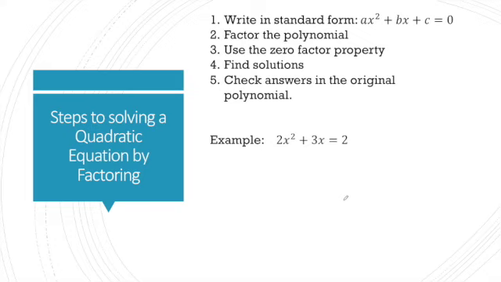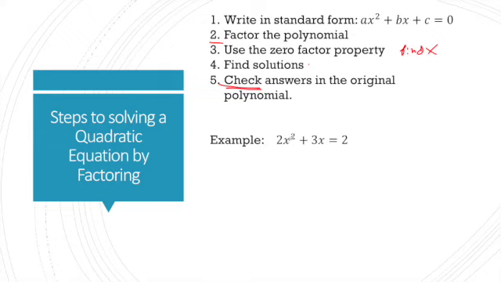So what I'm going to do in order to solve a quadratic equation by factoring is I'm going to write it in standard form. I'm going to factor it. I'm going to use the zero factor property to find x, which is the same as finding my solutions. And then I need to check my answers in the original polynomial. I need to do this always.